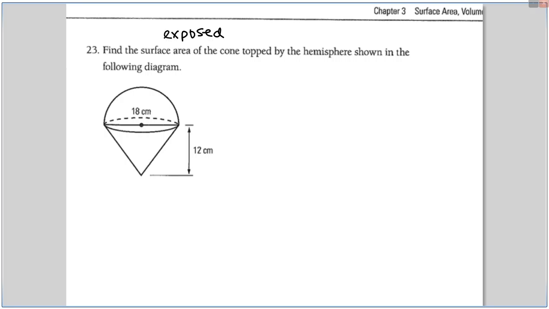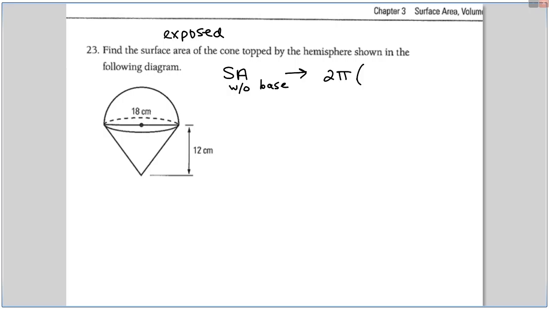When you calculate the hemisphere, do you want it with base or without base? Without. Check your yellow sheet. There are two formulas for the hemisphere. One of them has the base, one of them does not. If you don't have a yellow sheet, I can get you another one. See, without base, with base? So this one would be without the base because it's not exposed. You can't see it. So 2 pi r squared.